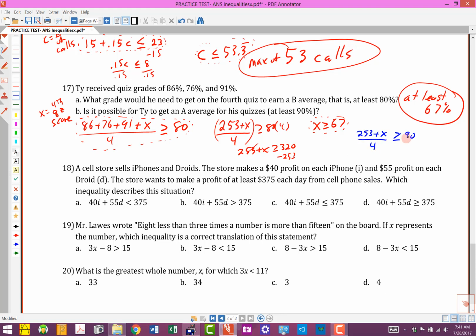What happens to this is when we multiply here, we end up with a 360. So when we multiply by 4, we end up with 253 plus x greater than or equal to 360. And if you subtract 253 from that, you get x is greater than or equal to 107.